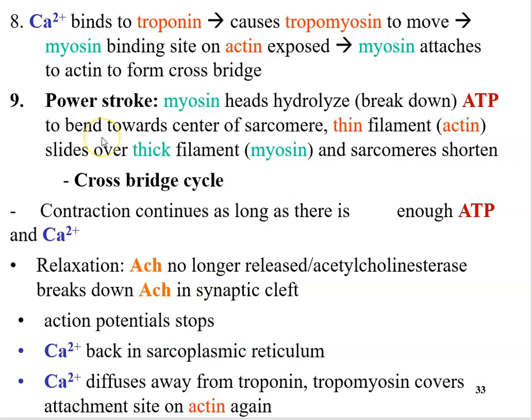This is called the cross-bridge cycle, because it will keep going as long as there is enough ATP to fuel it, and as long as there's calcium there to keep troponin and tropomyosin off the attachment site, so actin and myosin can stay connected.